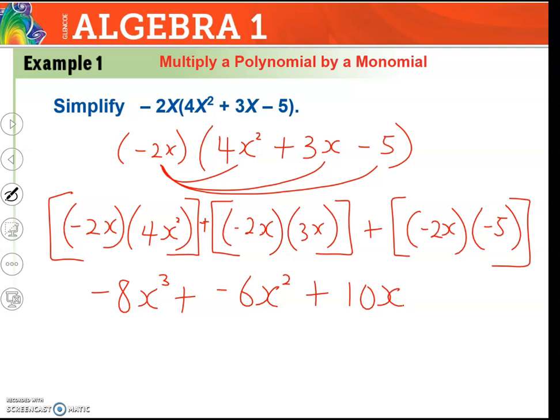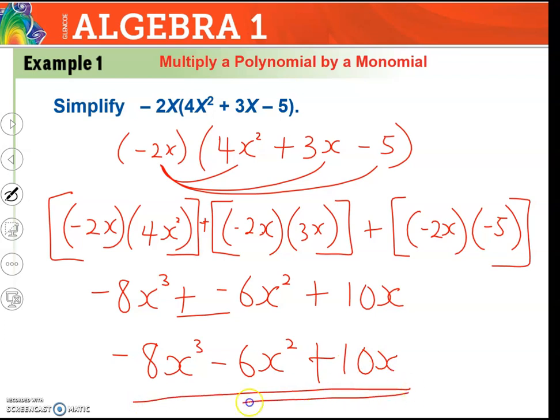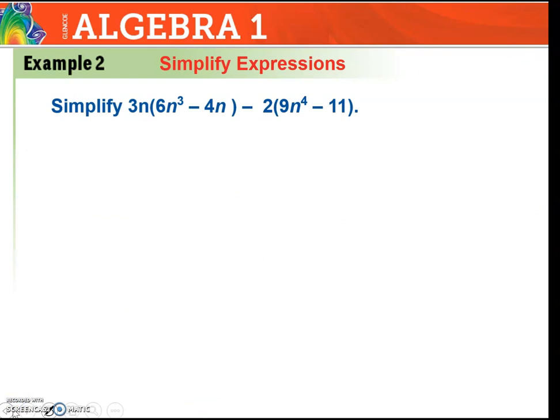Now, in simplifying, we can see that we have addition and subtraction here, so subtraction is going to take over. So our final answer becomes negative 8x cubed minus 6x squared plus 10x, and this is written in standard form, with the highest degree first, the second, and the last. Let us look at our example 2.